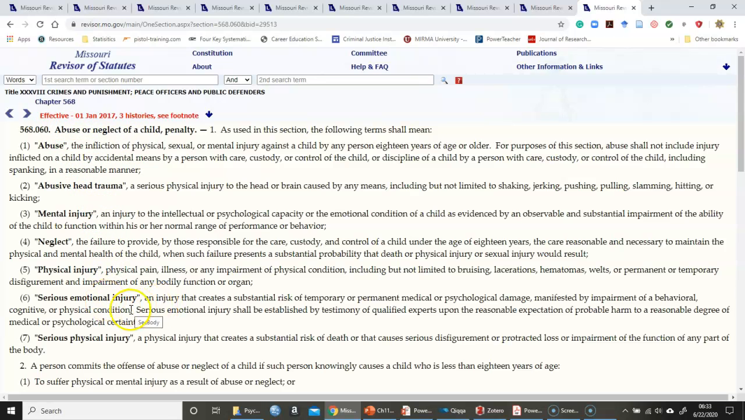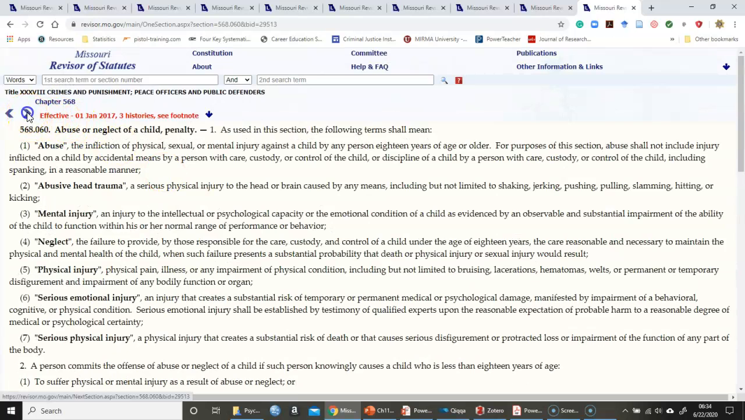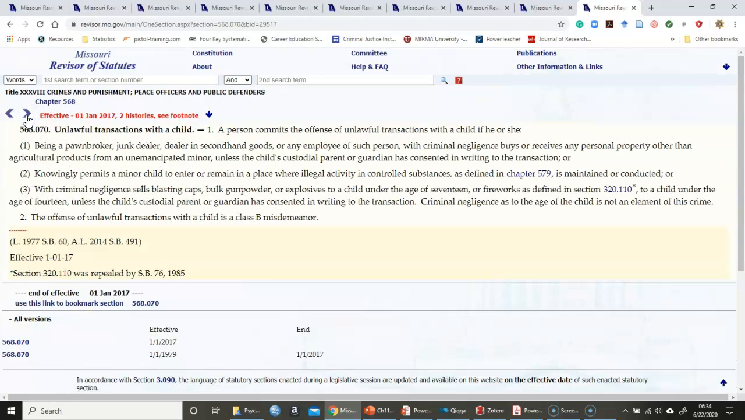So what is serious emotional injury? Well, an injury that creates a substantial risk of temporary or permanent medical or psychological damage. And you can read through these as you go through. Genital mutilation, unlawful transaction with a child. This is interesting. It sounds like a sexual offense, but reality is it was based off pawnbroker, junk dealer dealing with children as far as who can pawn different things.